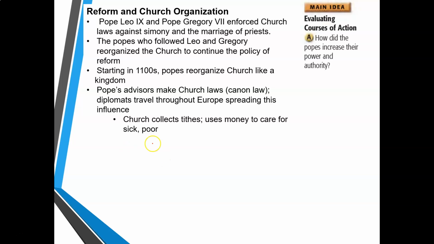Now, remember, as I said before, this concept was already talked about in the last chapter. It's just reinforcing some of the material that we talked about before. They create canon law, which is what we mentioned last time, which is basically church law, using the Bible as a basis of how to run the papal state. Right, that's what canon law is, and anywhere you travel through Europe, you can see that it's affected or influenced by canon law or by religion. All right, and then we already talked about last time how the church collects tithes, which use money to help take care of certain groups, such as the sick and the poor.